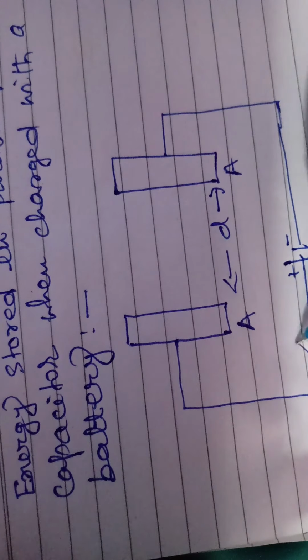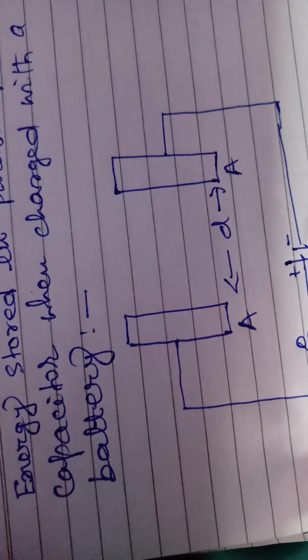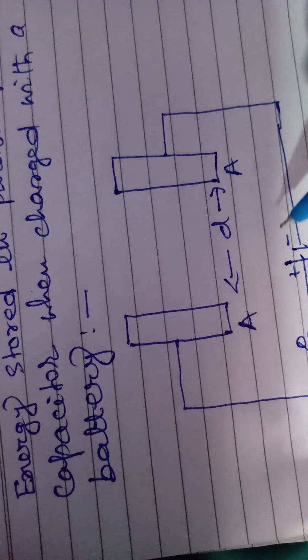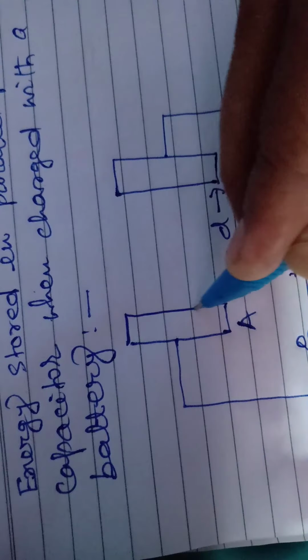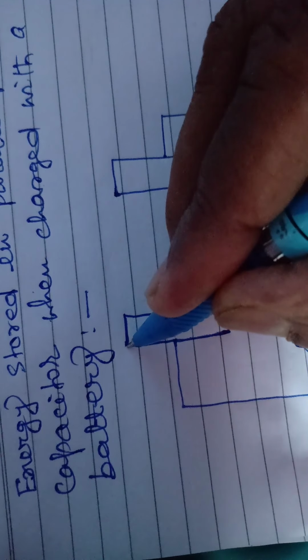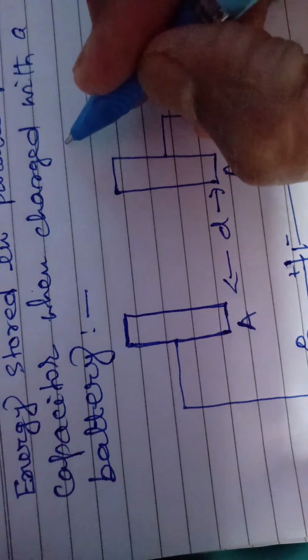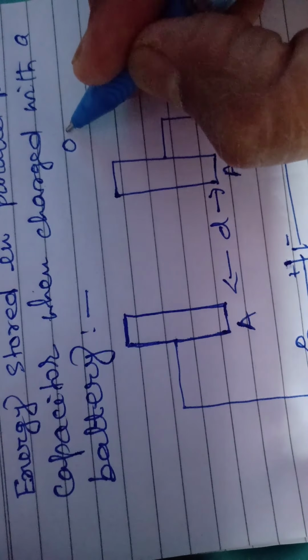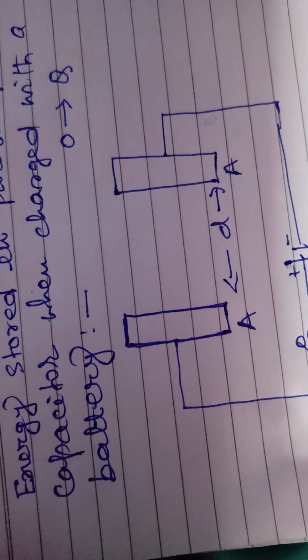then here you may show some key. When the key is made on, that is when we switch on this circuit, the charge begins to deposit on the plate of the capacitor from 0. Suppose the charge gets deposited from minimum value 0 to maximum value Q.